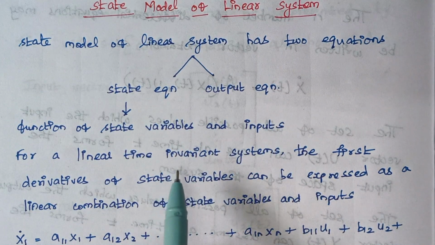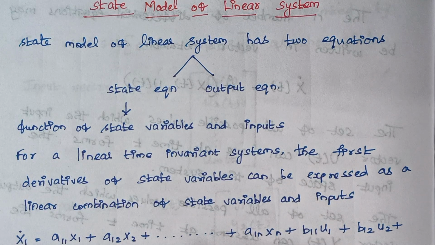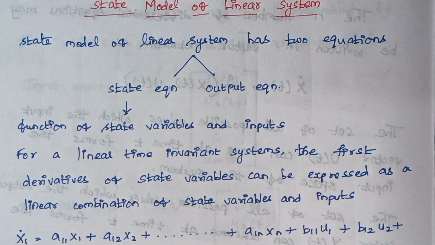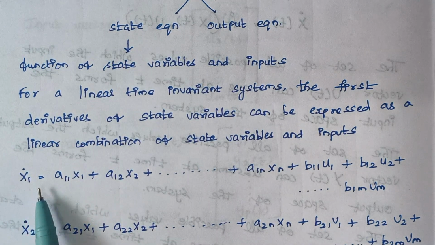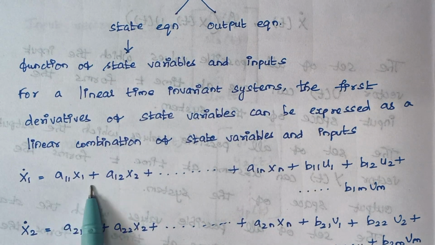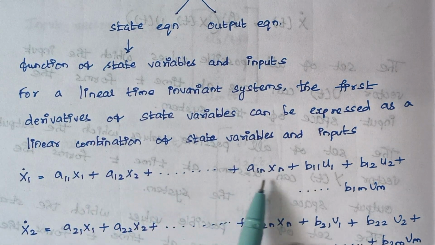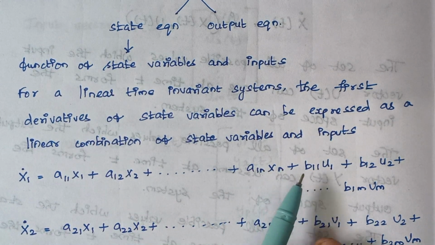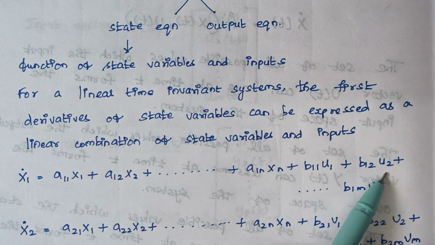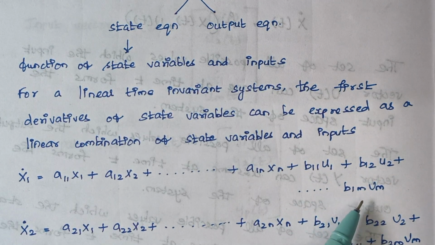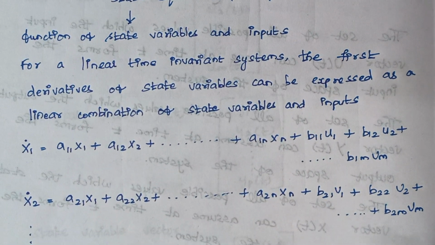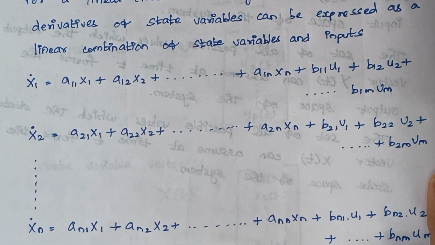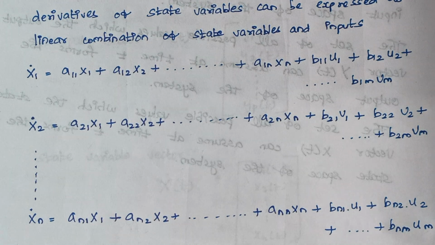So for a linear time invariant system, the first derivative of the state variable is again expressed as a combination of state variables and inputs. So here x1 dot, this is your first derivative. This is expressed as a11 x1 plus a12 x2 and it extends up to a1n xn, plus b11 u1 plus b12 u2 and it extends up to b1m um, right? So this is for your x1 dot. Likewise, we are framing expressions for x2 dot and finally xn dot, right?